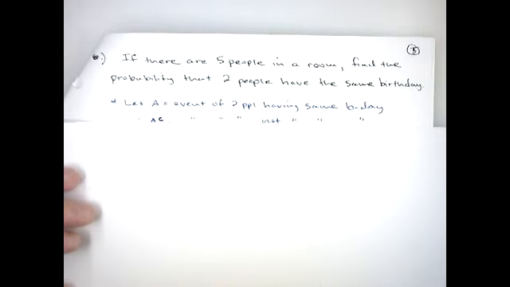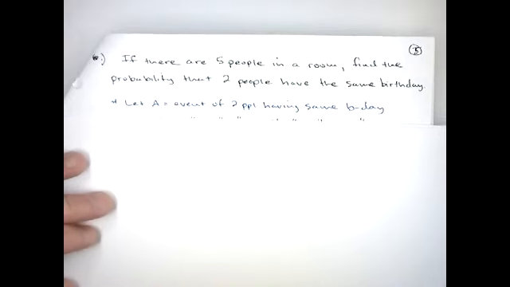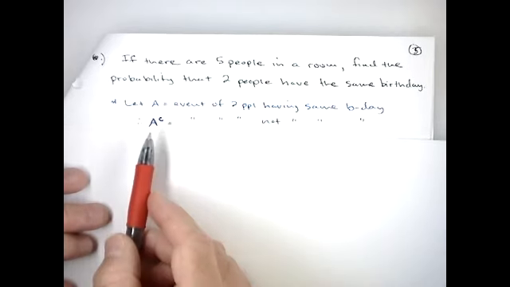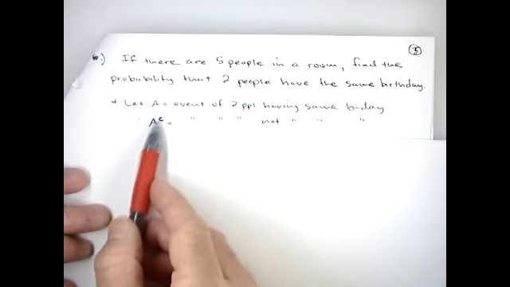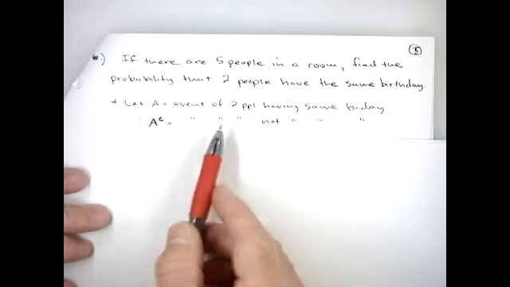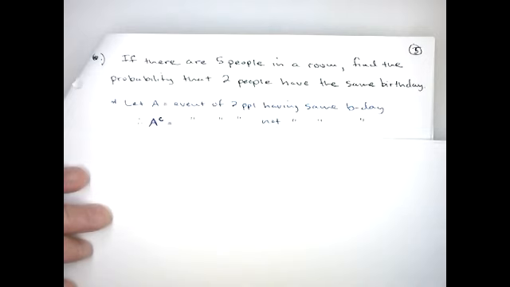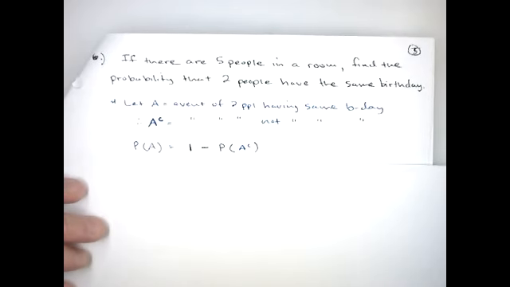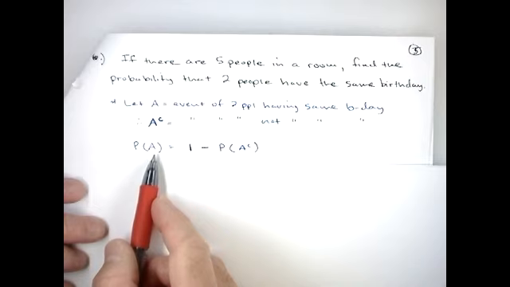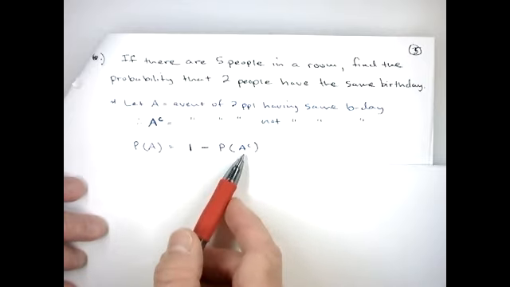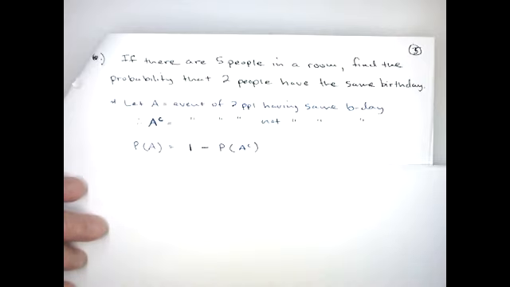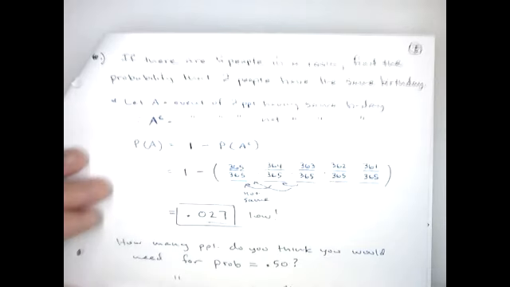Let's let A be the event of 2 people having the same birthday. That's what we're interested in. The complement of 2 people having the same birthday, which we can denote as A with a C as an exponent, A complement, is 2 people not having the same birthday. And it turns out it's easier to compute this probability using the complement. The probability of 2 people having the same birthday is 1 minus the probability of 2 people not having the same birthday.